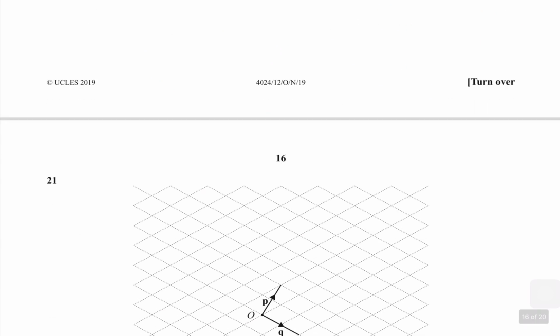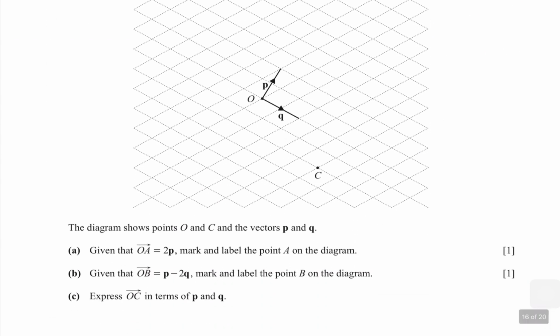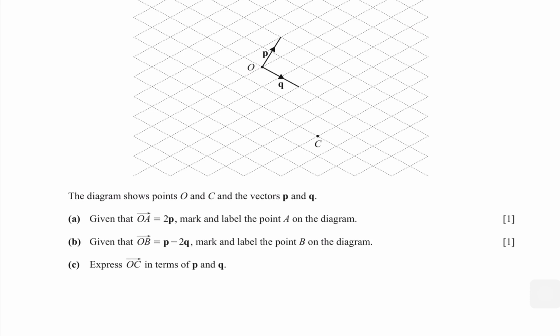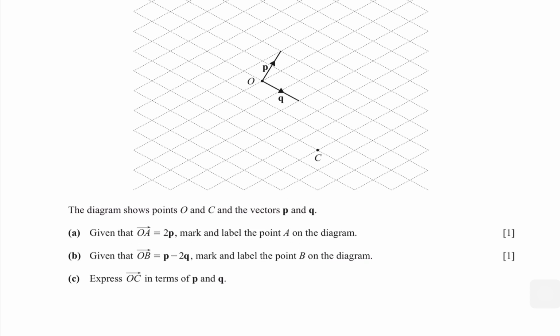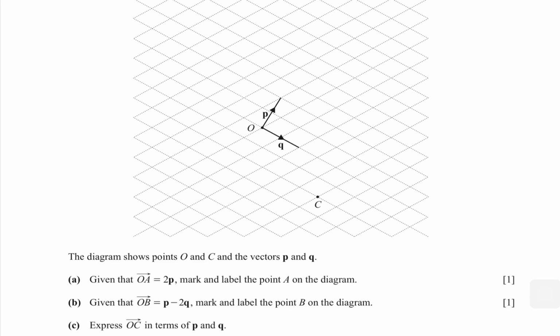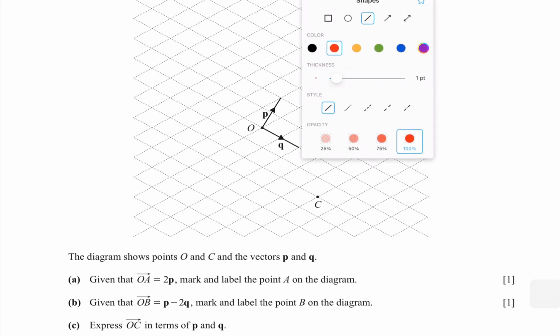Yep, 77. Alright, so now we're at question number 21, which says the diagram shows points O and C and the vectors P and Q. Given that OA is equal to 2P, mark and label the point A on the diagram. So that's easy. I'm just going to extend this line and double it, and where it ends is going to be point A.